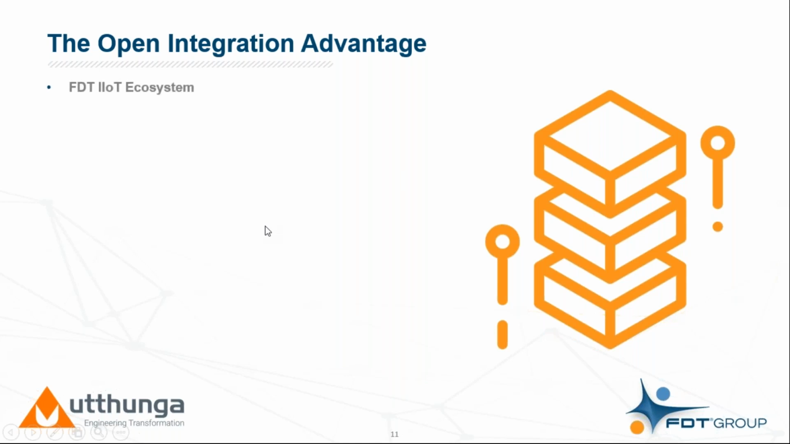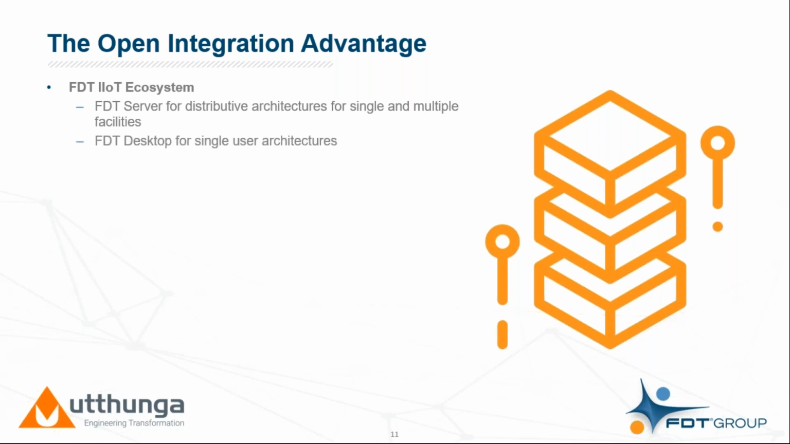There we go. So we have the FDT IIoT ecosystem around the FDT standard. So we have the FDT server, and you can look at that as the central point of the architecture. So it supports distributed architectures. This could be for a single facility, or it could just as well be multiple facilities. If you would prefer, you can implement the FDT standard as a desktop application as you have in the past. So this supports single user type architectures and yet offers OPC UA capability through that single user interface.